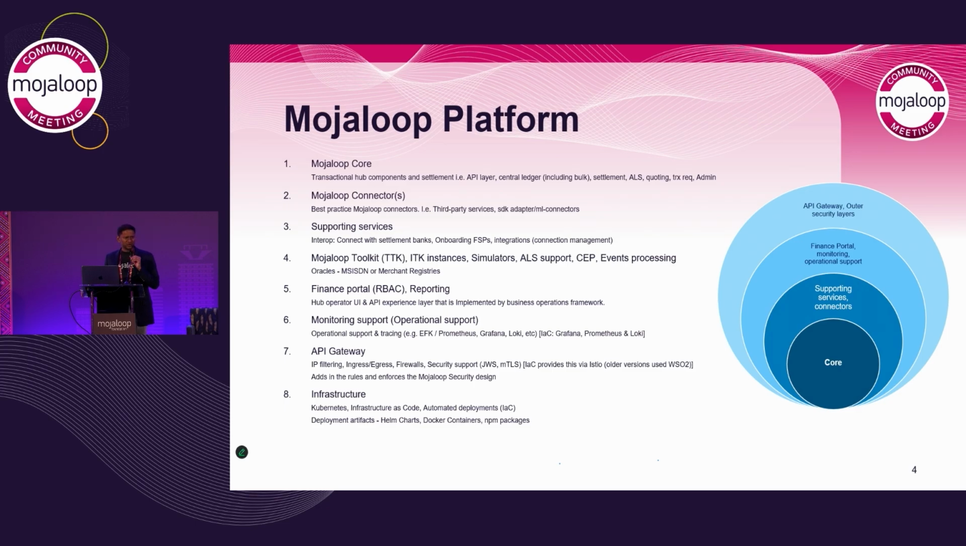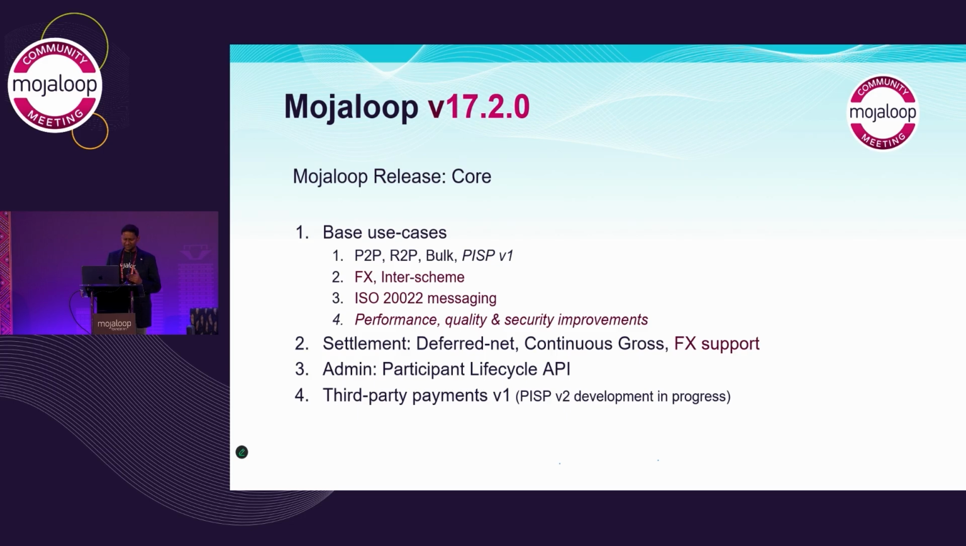All right, version 17.20, what does it include out of the box? All the features that come with all the previous releases, for example, peer-to-peer transfer, request to pay, bulk, FX, interscheme, and ISO 20022 messaging are already included. But some of the new items with this release will be performance, quality, and security enhancements. After version 17, we wanted to consolidate what was published with version 17, which was a major release, and this continues that effort of making sure that we are patching it, improving the quality, and fixing any issues that are found and reported by adopters.